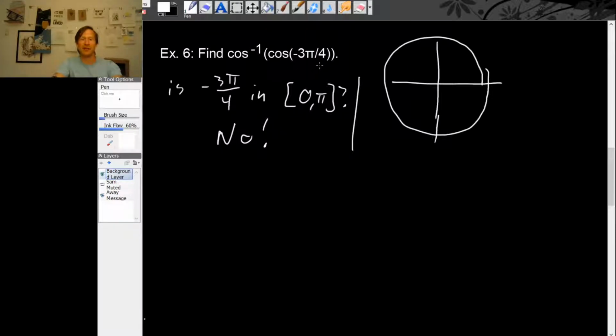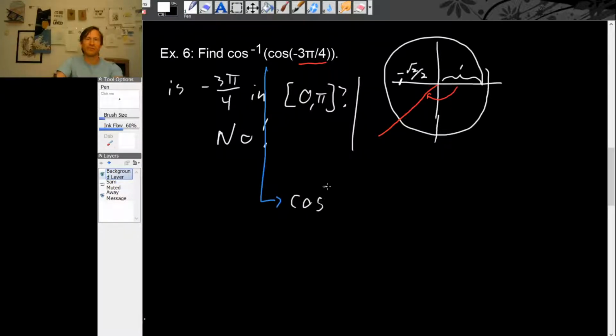So let's draw the angle minus 3 pi over 4. That angle is going to be right here. Okay. Cosine of that gives us this, if we're in a unit circle. Cosine of this angle gives us, cosine of minus 3 pi over 4 is minus root 2 over 2. Okay, so now I'm evaluating this. So we want inverse cosine of minus root 2 over 2.